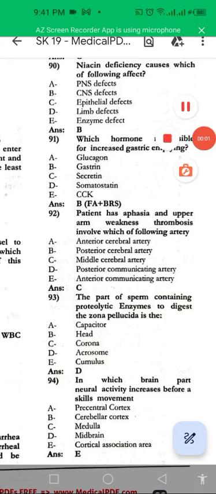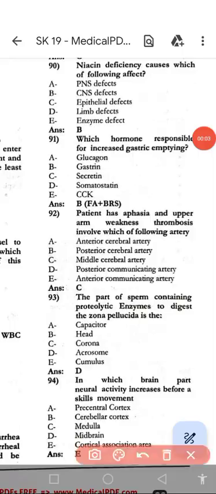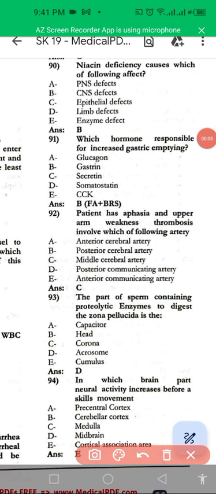Okay, so here are the questions that are very important and asked in multiple exams. Which part of the sperm contains proteolytic enzyme that digests the zona pellucida of the egg? That is the acrosome. This is why it is called the acrosomal reaction.